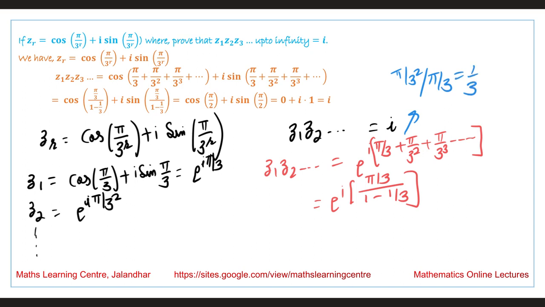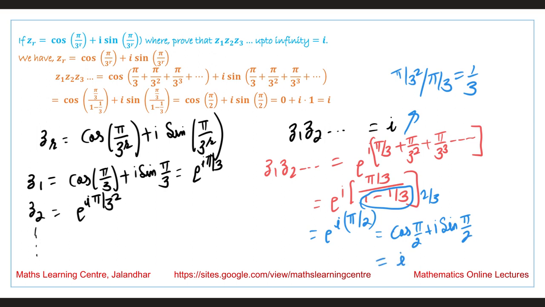So on solving this, we obtain e raised to the power iota π/3 divided by (1 minus 1/3). If you solve this value, you will get 2/3. So this is e raised to the power iota π/2, which is equal to cos π/2 plus iota sin π/2, and this is equal to iota, and this is what we have to prove.